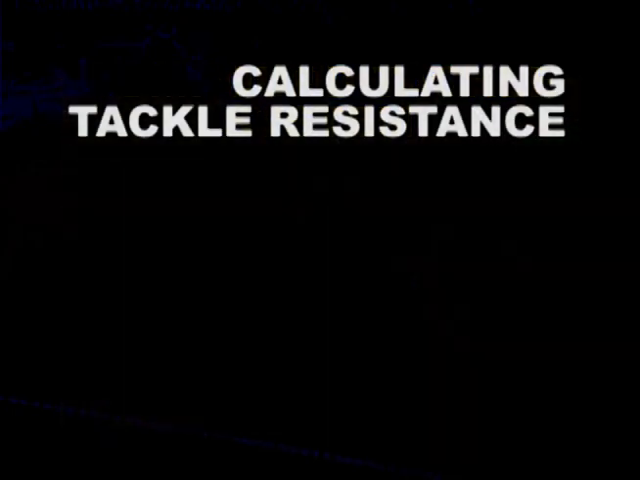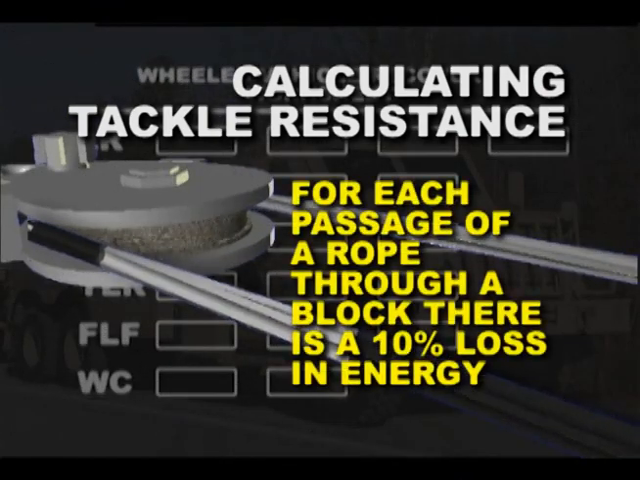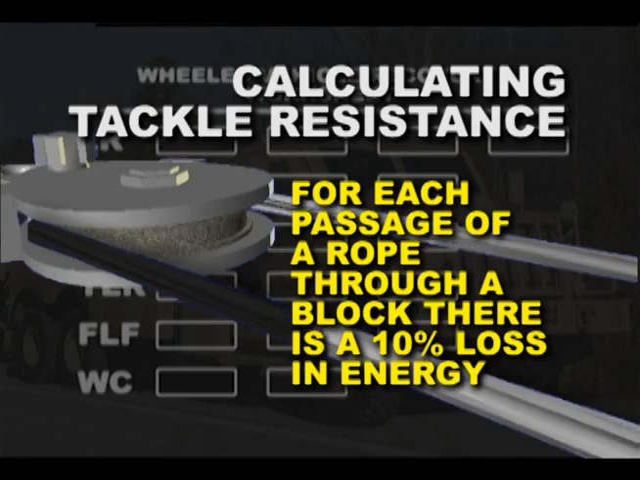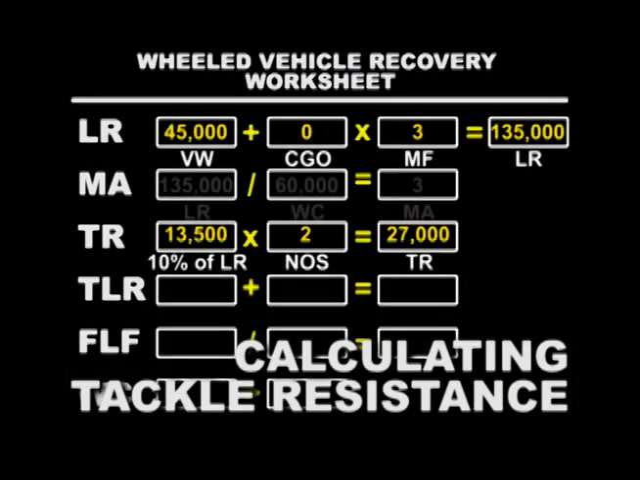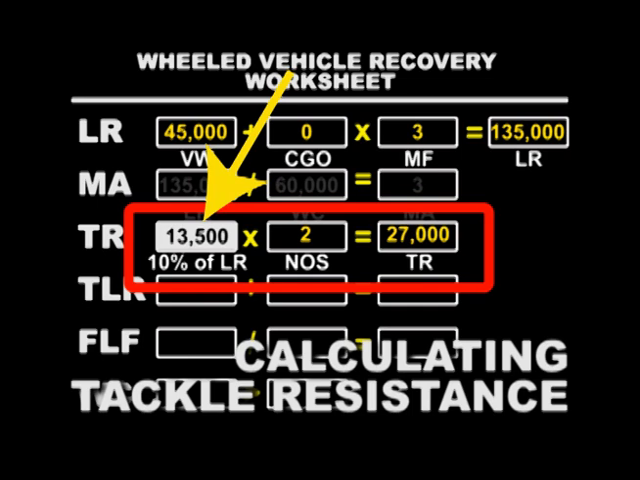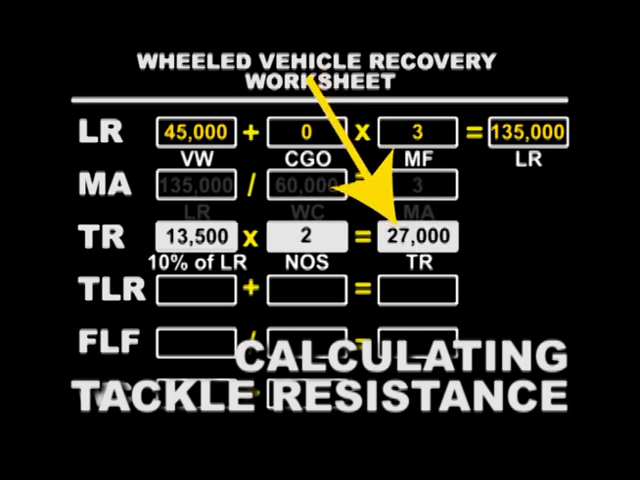Now that we understand blocks and tackles, we can calculate our tackle resistance and total load resistance. For each passage of rope through a block, there is a 10% loss of energy. So tackle resistance is calculated by 10% of the load resistance times the number of sheaves in the rigging. Our load resistance is 135,000 pounds, so 10% is 13,500. We have 2 sheaves in our rigging, so our tackle resistance equals 27,000 pounds.